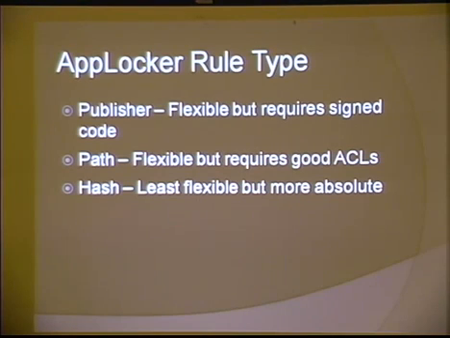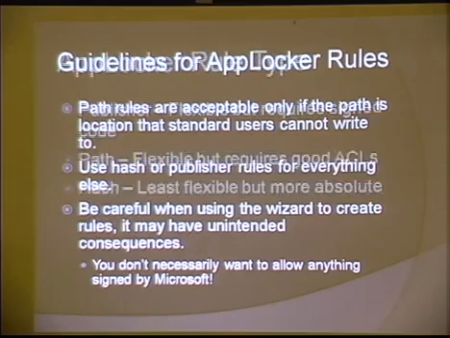Path, which is you're defining anything that's in, say, C program files, allow it to run. Or hash. Publisher and path are pretty flexible. If you add new things to a path that's already allowed, it gets to run. If something from the same software maker that's already signed has been created, it can run. Hash, everybody signs their code. I'm going to get to that too. And we need to push back to our software makers, but I will talk about that. Hash is least flexible, but it's a necessary evil. If it matches this hash, it's allowed to run.